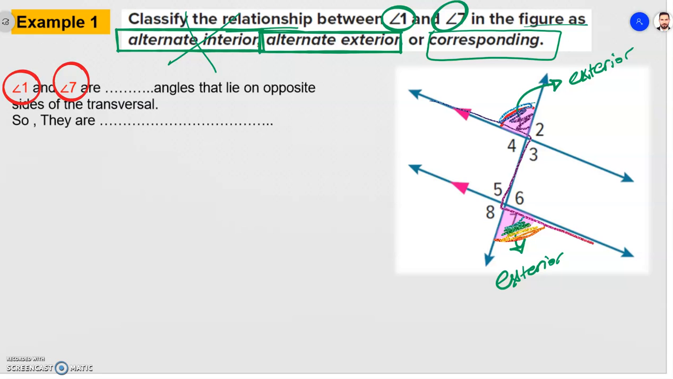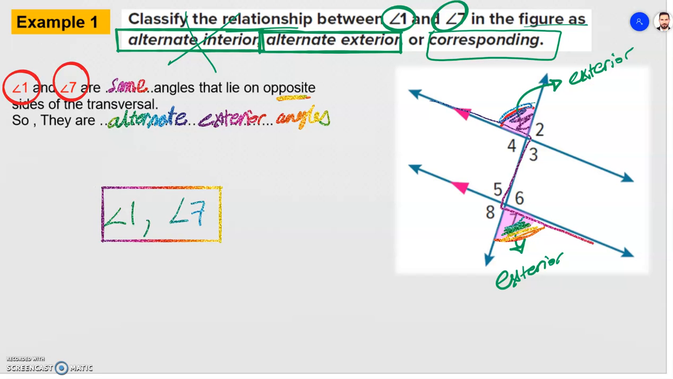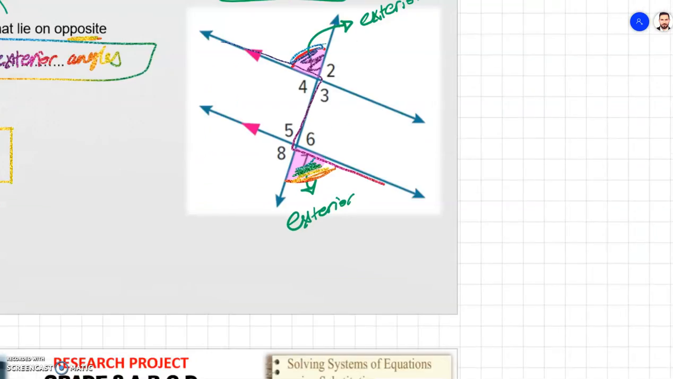So these two angles are exterior angles that lie on opposite sides of the transversal. Opposite, not same. Opposite sides of the transversal. So they are alternate exterior angles. I hope you understand from me. Angle 1 and angle 7 are alternate exterior angles. Let's see example number 2.